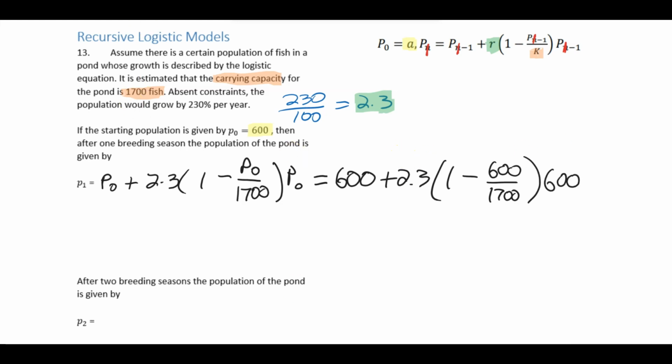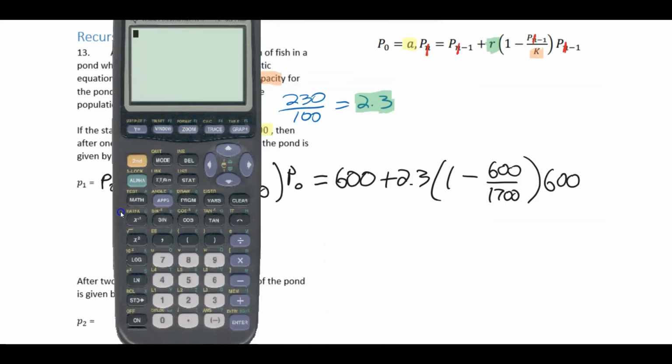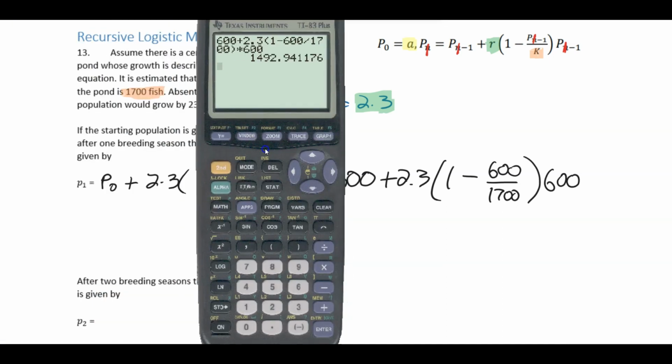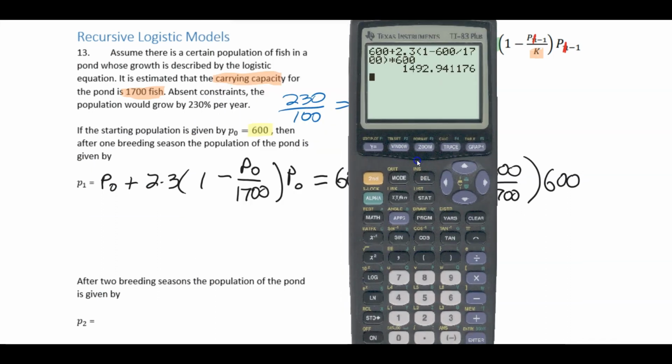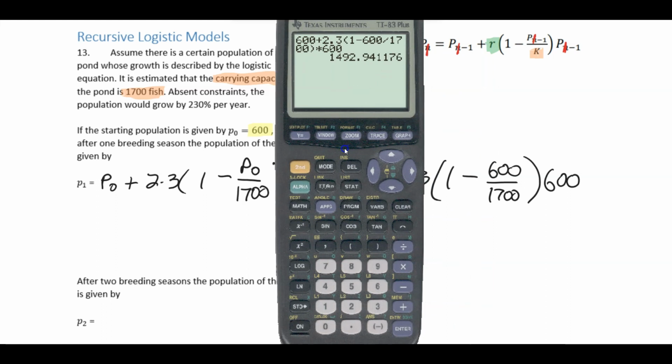And now we can go to our calculator and carefully type this all in. 600 plus 2.3 parenthesis 1 minus 600 divided by 1,700 parenthesis times 600. And we have our first year. The population's up to 1,492.94. Now, since this is fish, I would approximate this. Maybe we say 1,493.